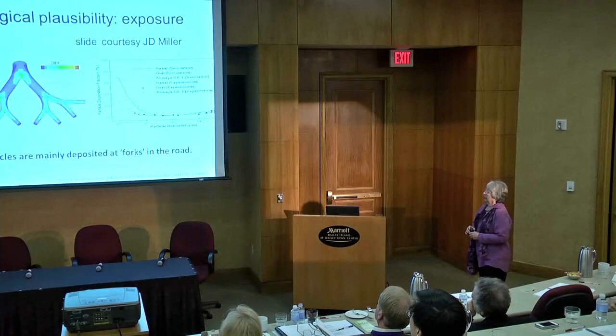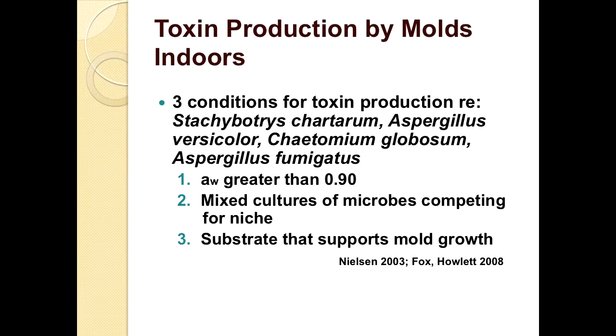All right, so toxin production by molds indoors, there are three conditions. For Stachybotrys, Aspergillus, Chaetomium, Aspergillus fumigatus, which you have heard about, they require a water activity of greater than 0.9. When they grow in mixed cultures of microbes competing for a niche and the substrate supports mold growth, you have toxin production.